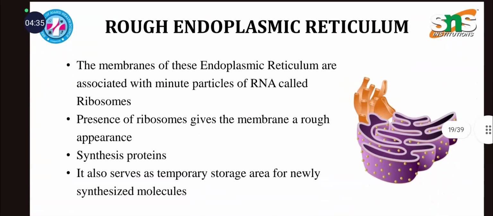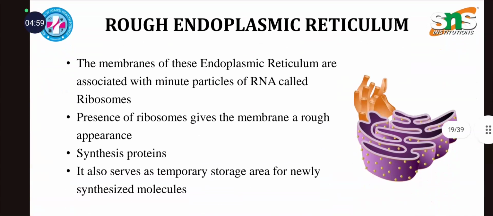The membranes of rough endoplasmic reticulum are associated with minute particles of RNA called ribosomes. The presence of ribosomes gives the membrane a rough appearance, and its main function is to synthesize proteins. It also serves as a temporary storage area for newly synthesized molecules.